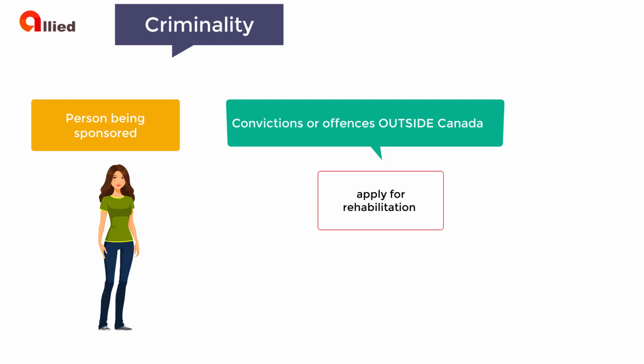The person can apply for rehabilitation either before you submit the sponsorship application, or by submitting the rehabilitation application with your application for sponsorship. If you choose this option, IRCC will assess your eligibility as a sponsor and do the first assessment of the permanent resident application. However, IRCC will only assess the sponsored person's admissibility after they get a decision about their rehabilitation application.